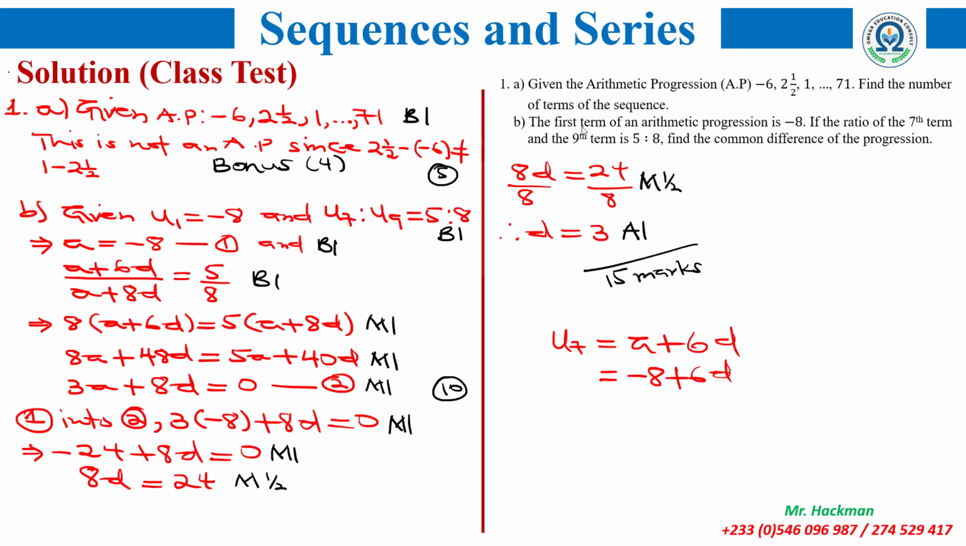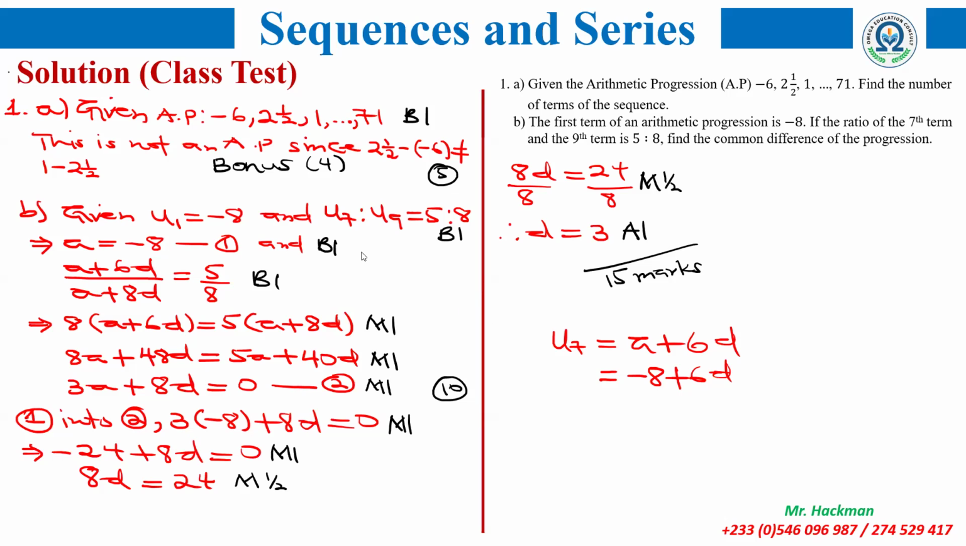Mr. Hackman, please, I don't get you because I actually did what she did. So I don't see. You did what I did here. No, well, like I substituted the A right into the equation from the start. So I had -8 plus 6t over -8 plus 8t is equal to 5 over 8.